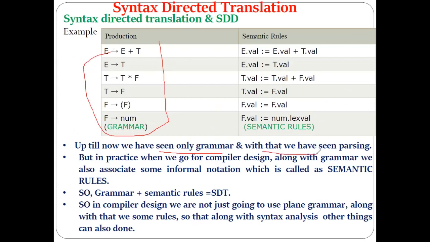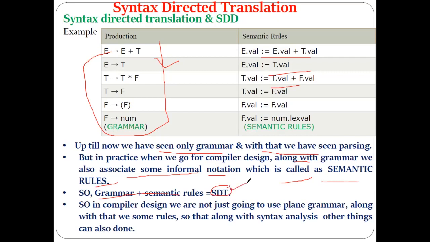And with that, we have seen, with the help of this grammar, how the parsing will be done. With the help of this grammar, we have generated the plain parse tree or the abstract syntax tree. But in practice, when the compiler is getting designed, along with this grammar, we have to also provide some extra information in the form of some informal notation. This extra information is called a semantic rule. These are the semantic rules. So that particular grammar plus semantic rules becomes your syntax directed translation.